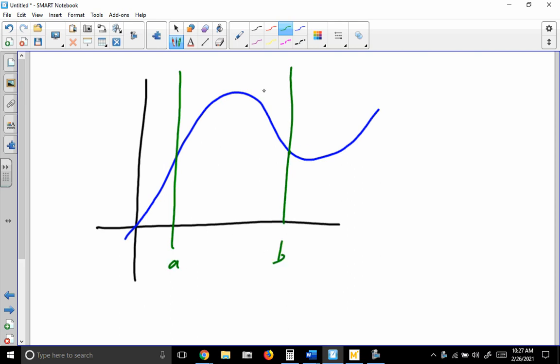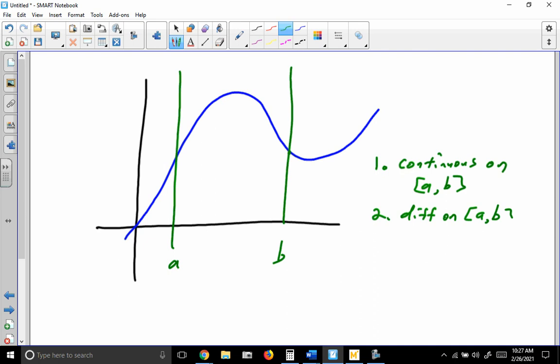If our function is continuous, so first of all, we have to be continuous on a to b. And if it's differentiable on a to b. And one other thing, if the endpoints are at the same height. So if the endpoints are at that same height.